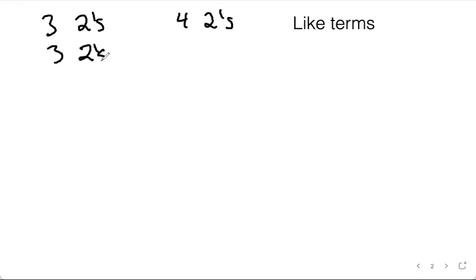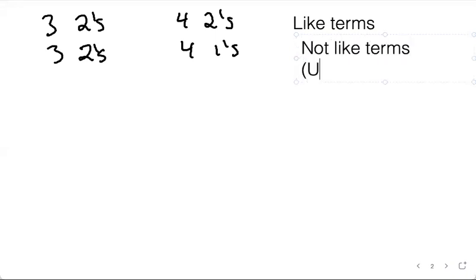But let's say we have 3 2s and we have 4 1s. Well, then these are not like terms. Or we can call them unlike terms. Why are they unlike terms? Well, because one is telling us how many 2s we have, the other is telling us how many 1s we have. They're unlike each other in that way, so we call them unlike terms.